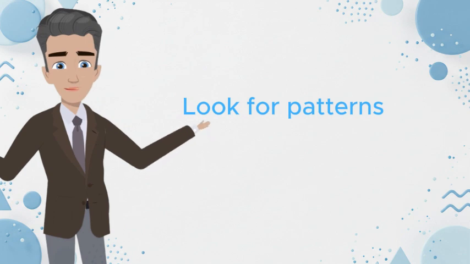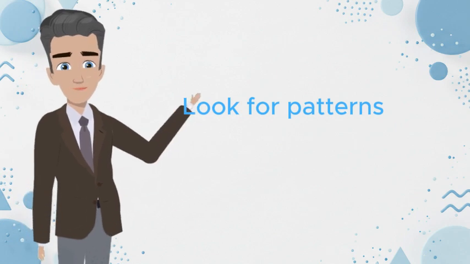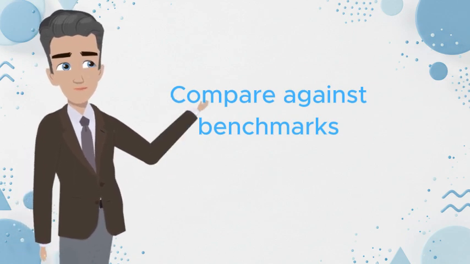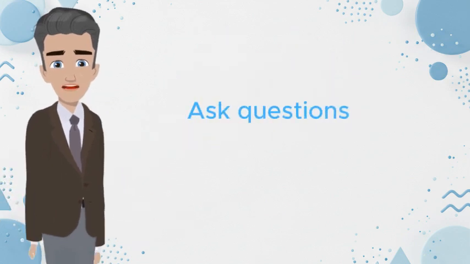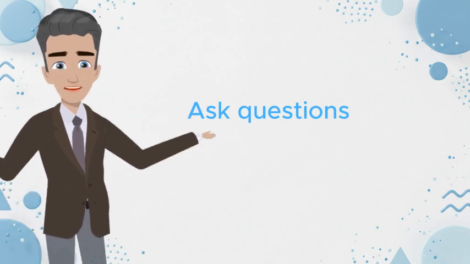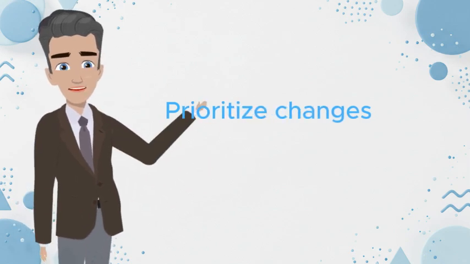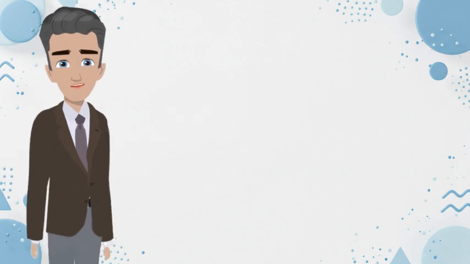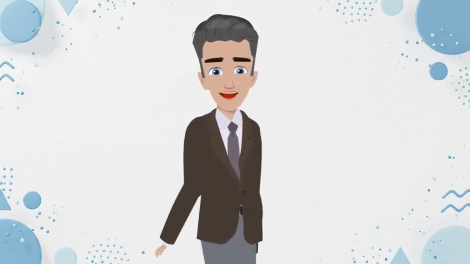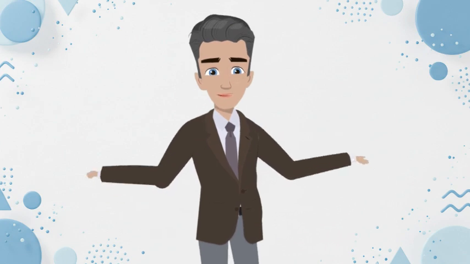1. Look for patterns. Are certain months consistently less profitable? Is one product line underperforming? 2. Compare against benchmarks. How does your performance stack up against industry standards? 3. Ask questions. Why are costs increasing? Why are customers leaving? Dig deeper to uncover root causes. 4. Prioritize changes. Focus on the areas that will have the biggest impact on your business. For example, if your marketing spend isn't generating enough leads, consider reallocating funds to more effective channels. Small improvements can add up to big results over time.